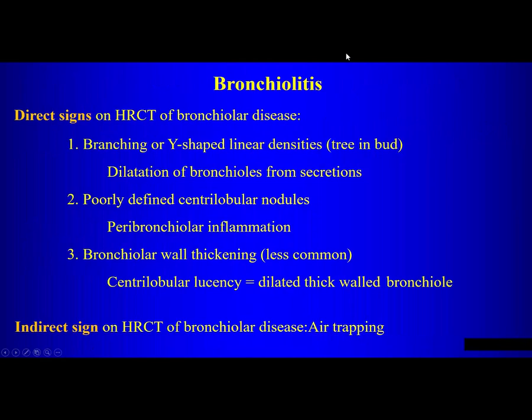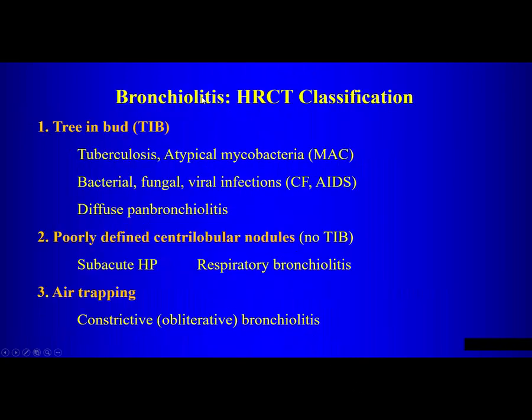Now, there are signs of bronchiolitis that we can see on CT. The direct signs of bronchiolar disease: tree and bud opacities. That's when infected secretions plug up the centrilobular airways. Poorly defined centrilobular nodules. That's when we have inflammatory change, peribronchial inflammation, so kind of ground glass opacities around the centrilobular airways or the bronchioles. Bronchial wall thickening, that's less common to really see on CT. An indirect sign on CT of bronchiolar disease is air trapping, and we'll get to that later.